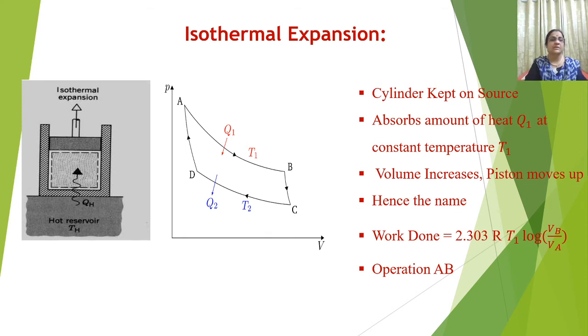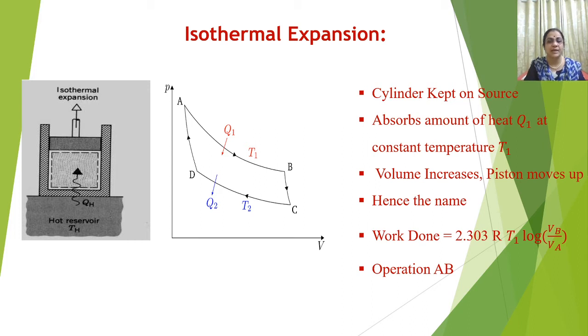Initially, the cylinder is kept on hot reservoir or source. Source supplies an amount of heat Q1 to the working substance. Due to the absorption of heat, the volume of the working substance goes on increasing. The working substance expands and therefore the piston moves in upward direction. This is shown by the upward arrow. Here the expansion is done at constant temperature T1 or isothermally, therefore the name isothermal expansion.